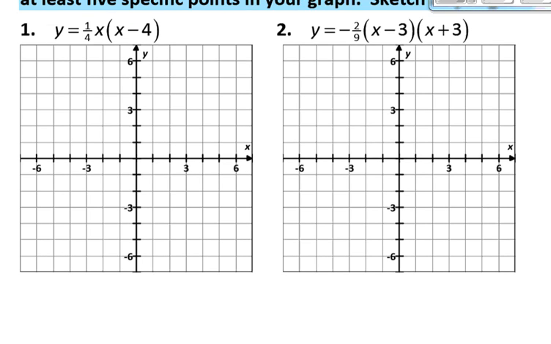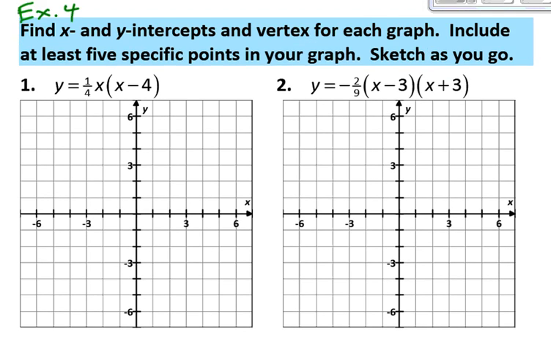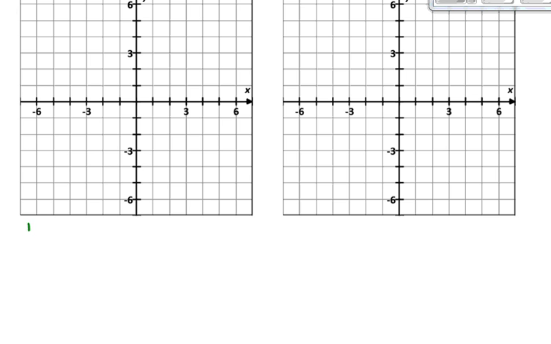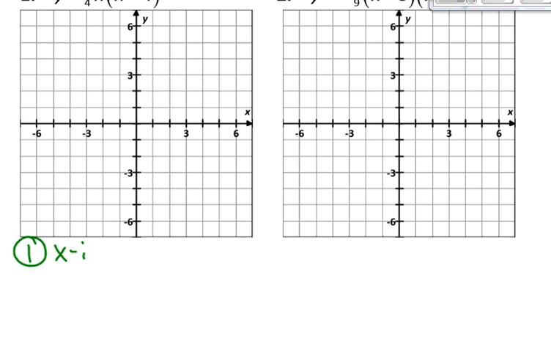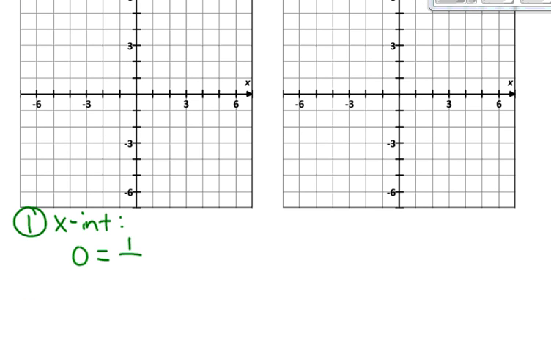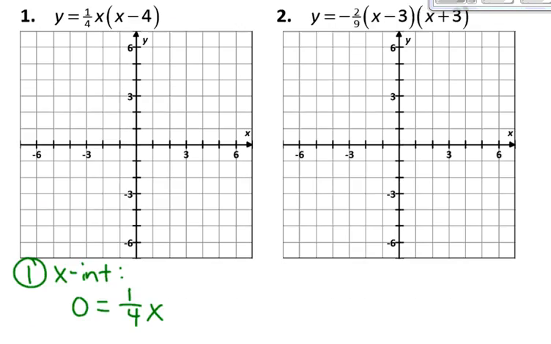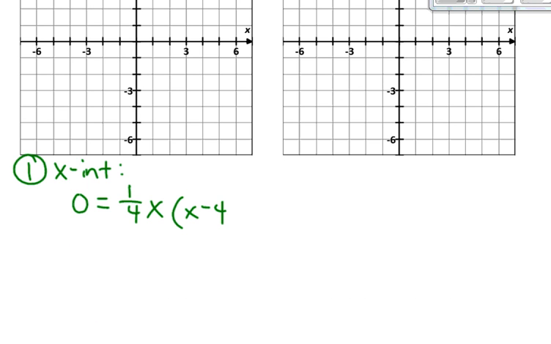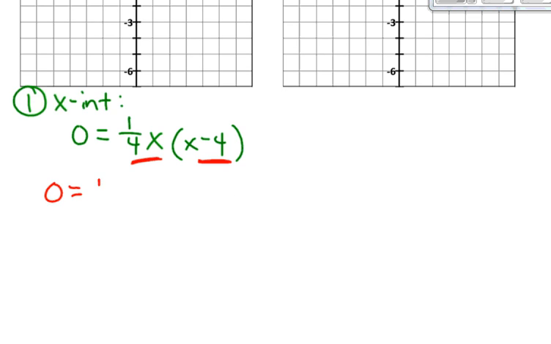All right, so the first thing that we're going to do is this is factored. So when you're in factored form, you're going to first find the x-intercepts. So we're going to set this equation equal to 0. So we have 1/4 x times x minus 4. Now, notice we don't have 2 sets of parentheses. A lot of times we have 2 sets, but this one does not. But we still have 2 factors. The 1/4 x is a factor, and x minus 4 is a factor. So now we're going to set both of these equal to 0.